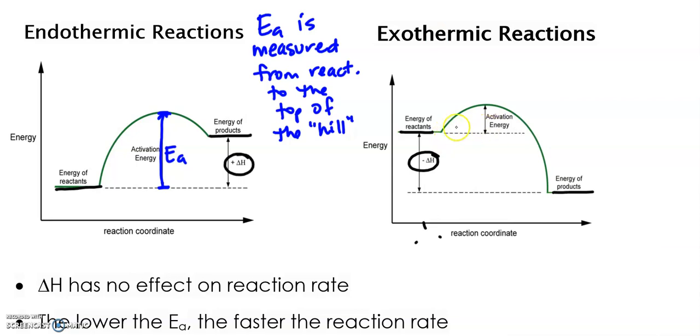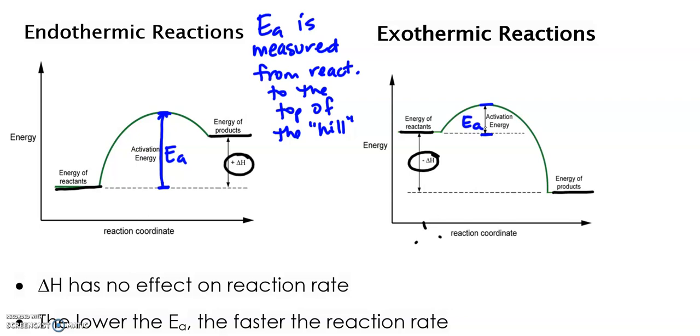Because your reactants are already starting out higher. So you're going from here to here. So it's a much lower E sub A, which is why exothermic reactions are much more likely to happen on their own. They need much less energy added into them.